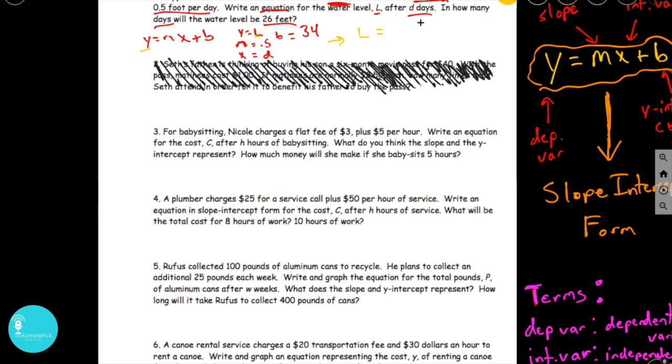Let's read the problem. Suppose that the water level of the river is 34 feet and that it is receding at a rate of 0.5 feet per day. The key word I wrote was receding. What does recede mean? Recede means to decrease, okay? So if I have a receding rate, that means I have a negative slope. So my slope is going to be negative 0.5.